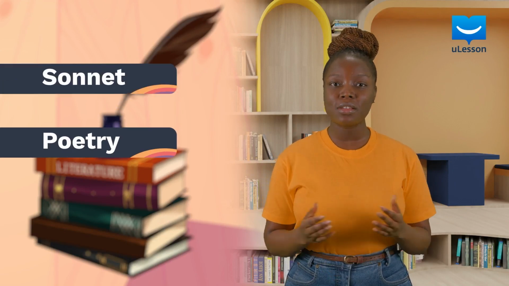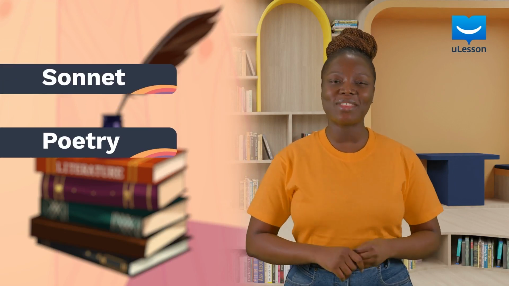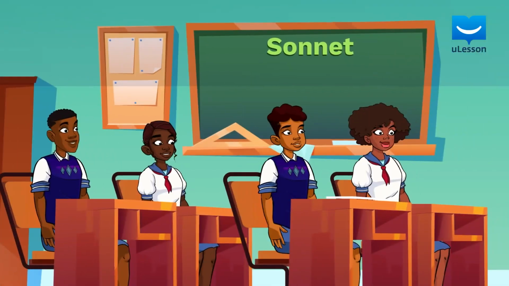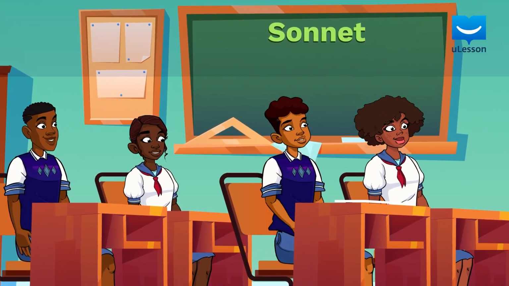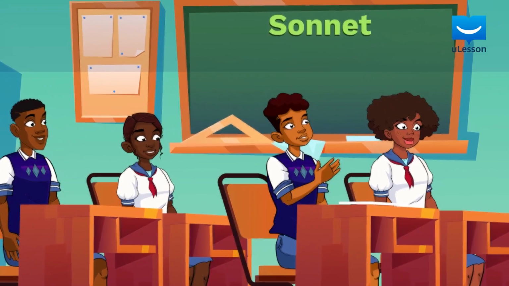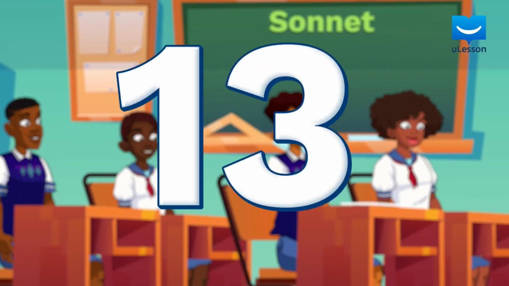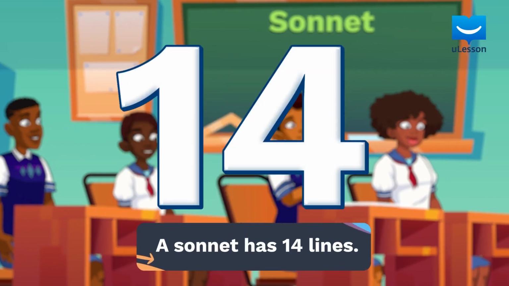Today we will be looking at the type of poem called sonnet. I bet you've heard that before. The beauty about this poem is that it is simple to recognize. Can you count? I'm certain you can. A sonnet has 14 lines. Remember that a poem of 14 lines is called a sonnet. That's all. Bye.